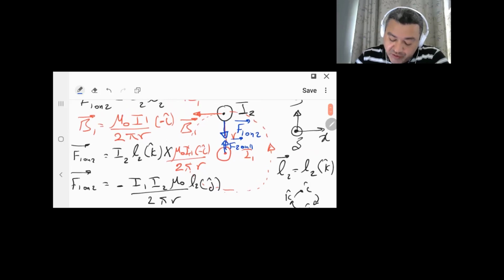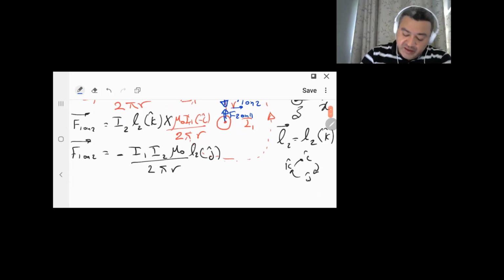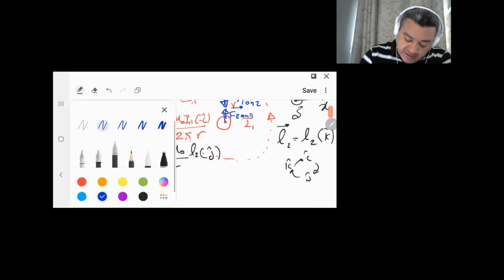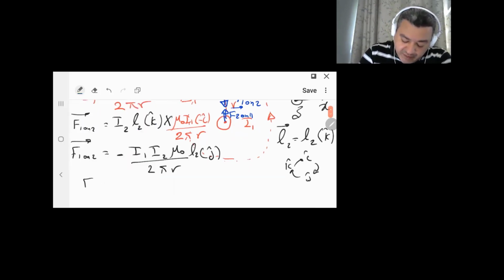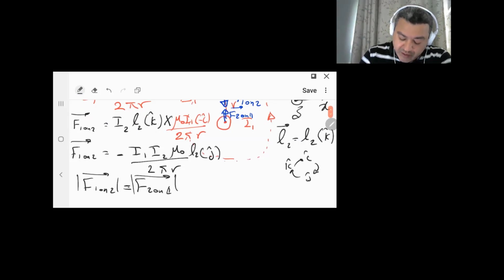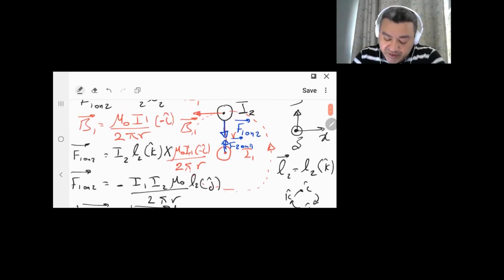In this case, what do you need to do? You need to calculate the magnetic field from I2 at the location of I1, exactly the same. So in this case, as I said, F1 on 2 equals F2 on 1 in magnitude.